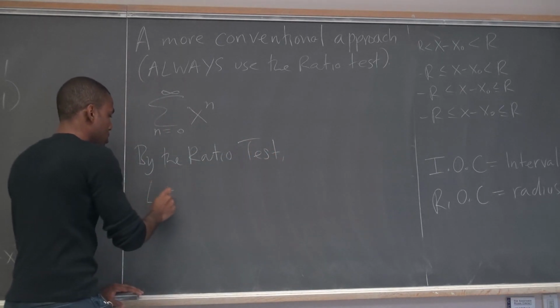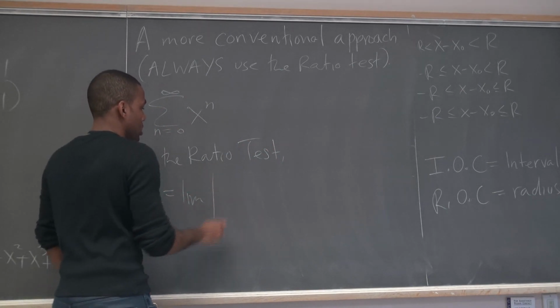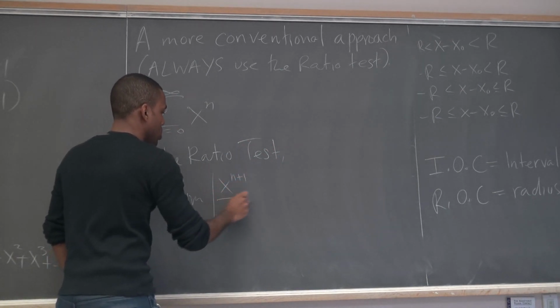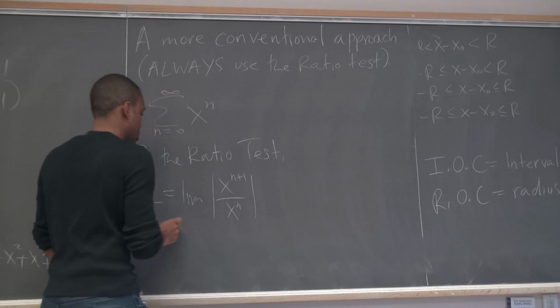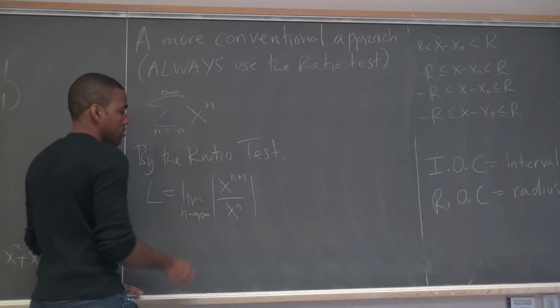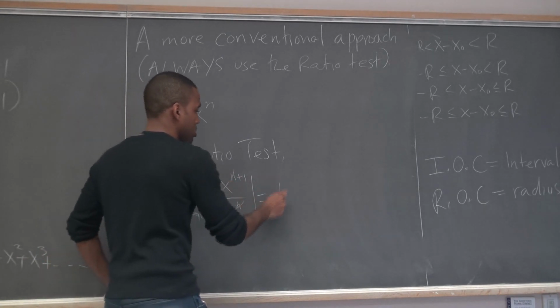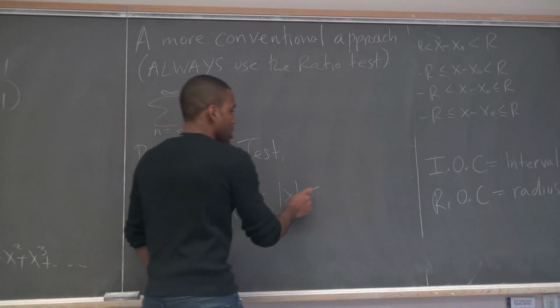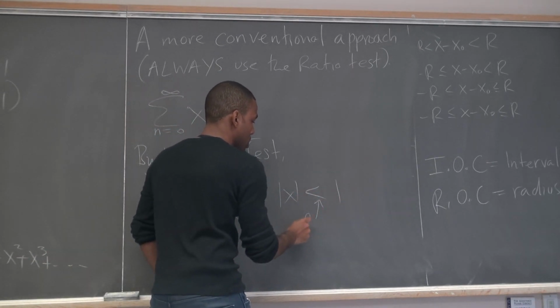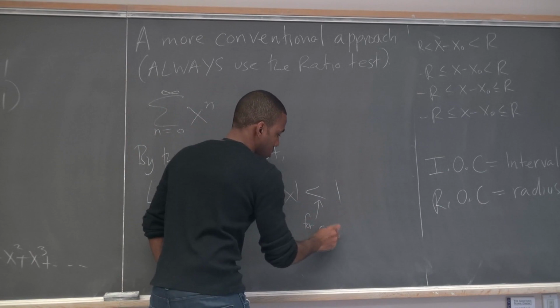I'm going to look at the limit of a_(n+1) over a_n as n goes to infinity. This cancels that. This literally gives me just the absolute value of x. Set this less than 1 for convergence by the ratio test.